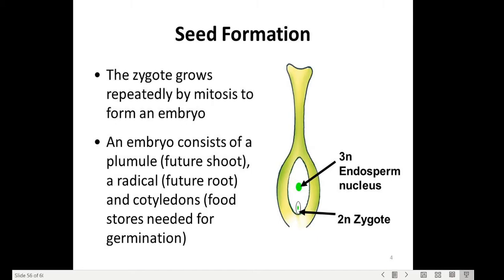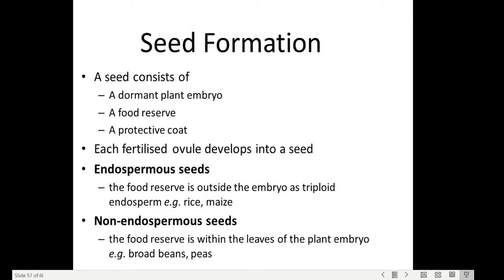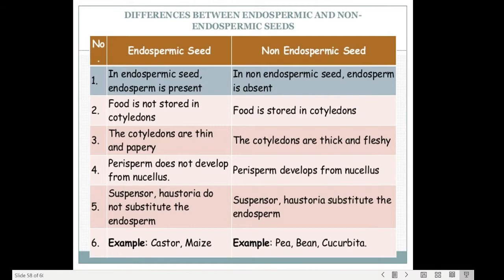Another one is the food store needed for germination. We need the source of food, right? Those are called the cotyledons. The plumule is the shoot, the radicle is the root, the cotyledon stores. Remember this: plumule is the shoot, radicle is the root, and cotyledons are the storage. This formation has two different types, endospermic seed and non-endospermic seed. These are the two differentiations between endospermic seed germination and non-endospermic seed germination.